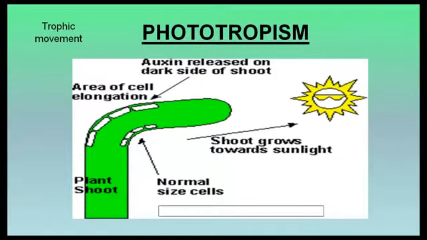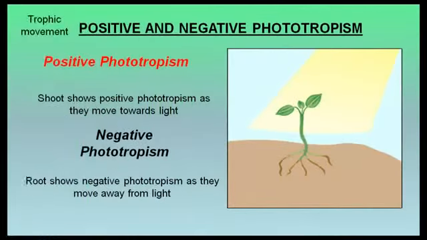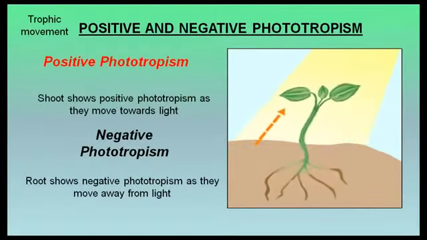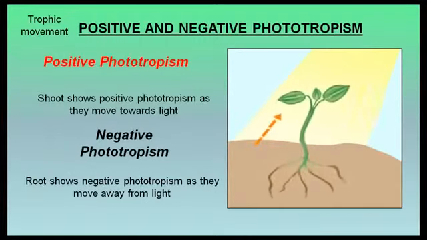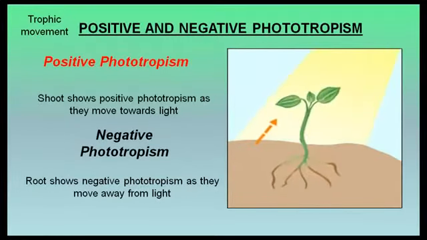Phototropism. It is directional growth movement of curvature which occurs in response to unidirectional exposure to light. Phototropic movement is generally caused by increased auxin on the dark side and lesser auxin on the illuminated side. It causes more growth on the dark side of stem, causing it to bend towards the source of light. Shoot shows positive phototropism as they move towards light, and roots show negative phototropism as they move away from light.